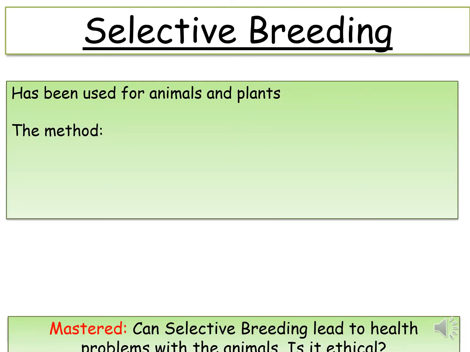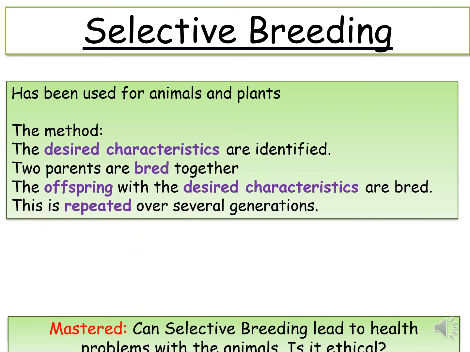Now that you have watched the video on selective breeding, we should know the method. We know that selective breeding has been used for animals and plants. So how does this happen? First of all, the desired characteristics are identified. So we look at the characteristics that we want and identify them.